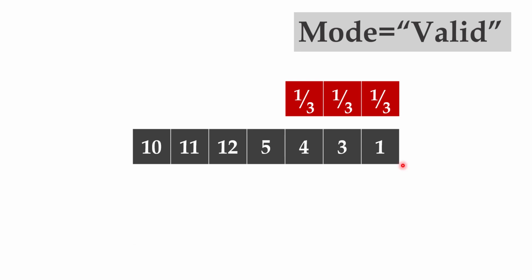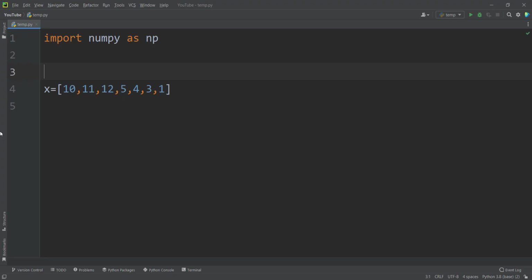And as you can see, the calculation of a simple moving average is exactly the same as the convolve operator between these two vectors with the valid mode. And now let's calculate all this stuff in the Python programming language using the NumPy package.